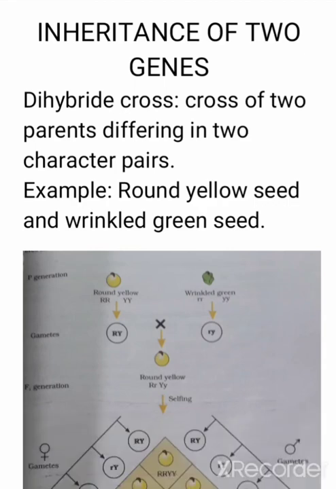Example: round yellow seed and wrinkled green seed. This is the parental generation: round yellow and wrinkled green. They are represented by capital R, capital Y, and small r, small y.